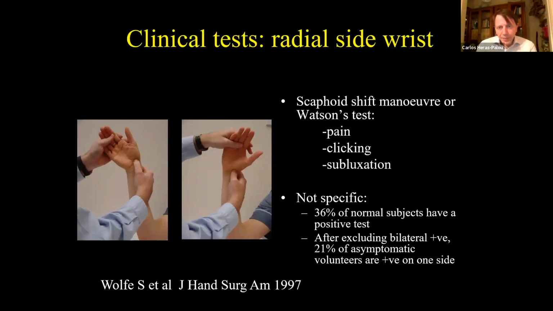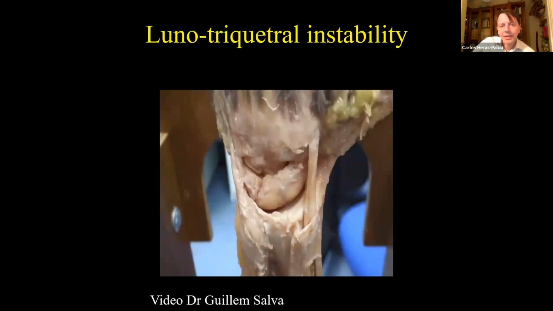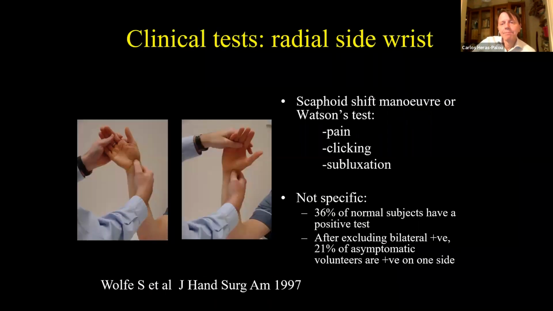So what does that mean if it's positive? Well, there are two studies on that. One was done by Kerr Watson, and after excluding all the bilateral positive ones, 21% of symptomatic volunteers were still positive on one side. So having a click when doing a Watson test is not that uncommon, and is not very specific. Another study, by Scott Wolf, found that 36% of normal subjects have a positive test altogether. So not so specific, but sensitive. And then you need to interpret that in context with the history and what the patient wanted.